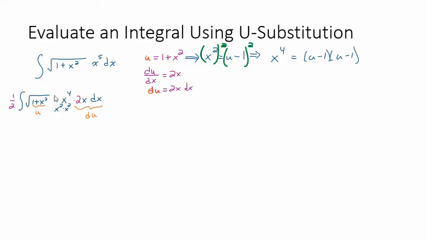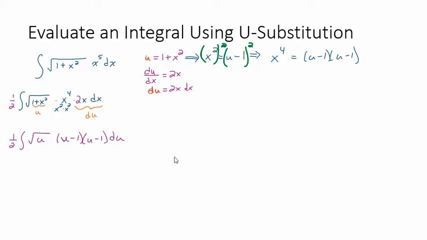Alright, let's write this all out in terms of u and see what we have here. So I've got the half. Alright, I've got my integral. I haven't integrated anything yet. I'm just doing a u sub. So this turns into the square root of u. This x squared is going to be a u minus 1. And then all this business here, this 2x dx, that's going to be du.